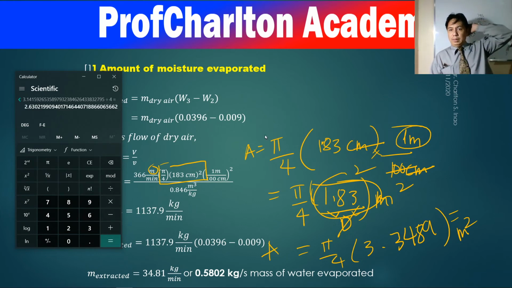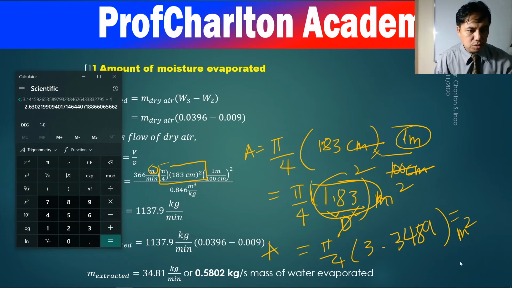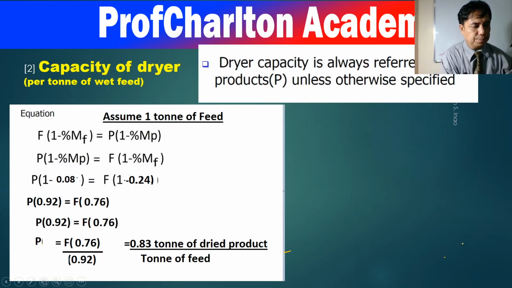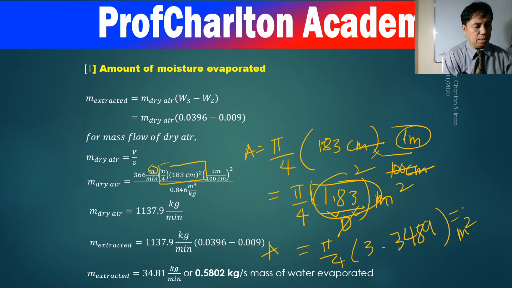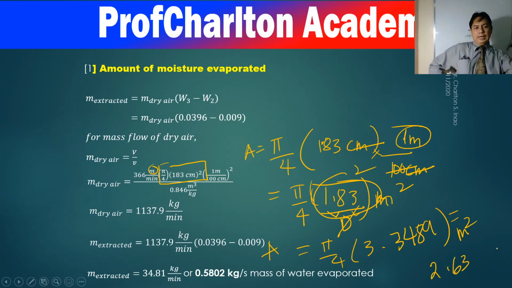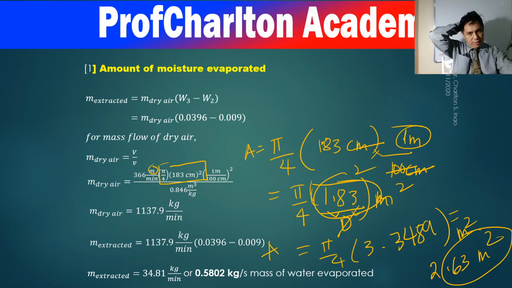So 2.63. Now I'll just use two decimal places to simplify. 2.63 square meter, right? And then we multiply that with 366, yeah? So this one, 366. So let me write that.